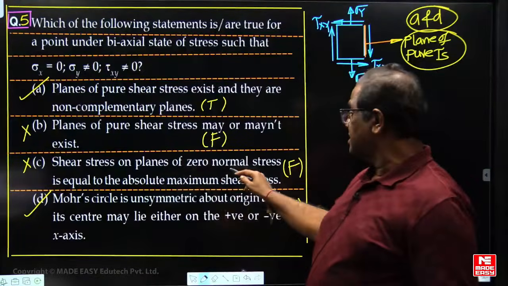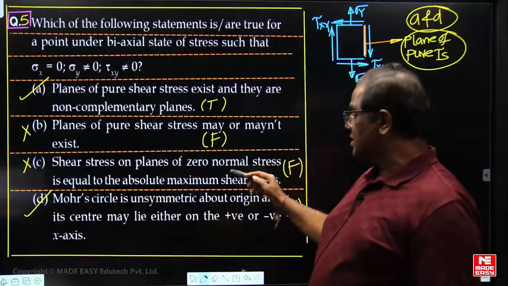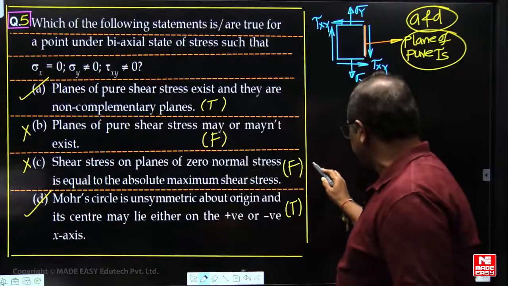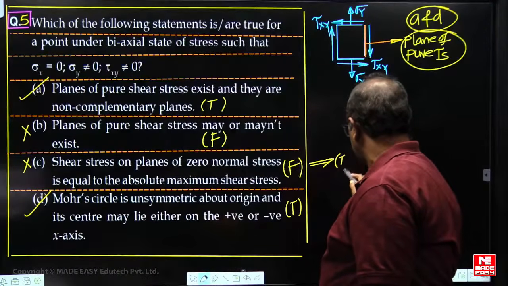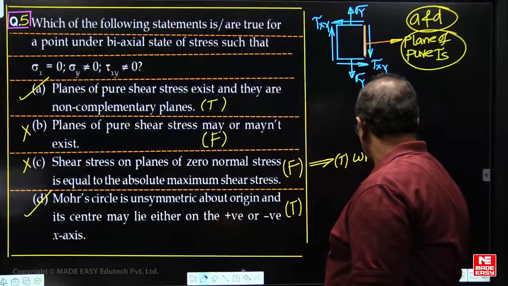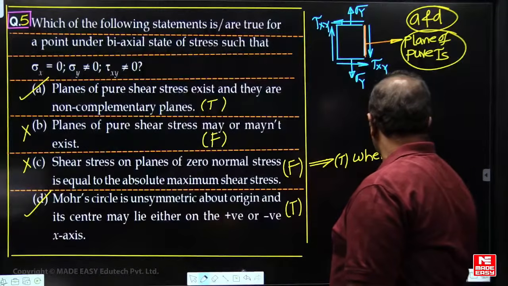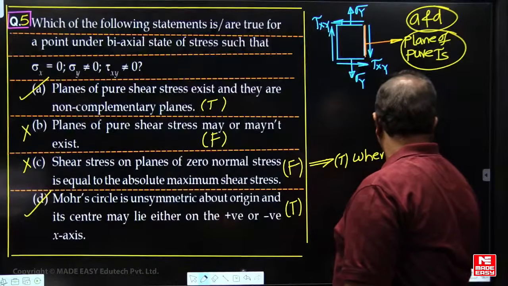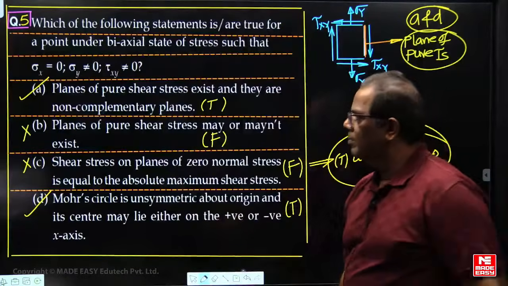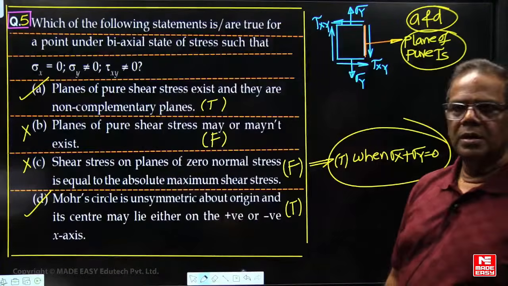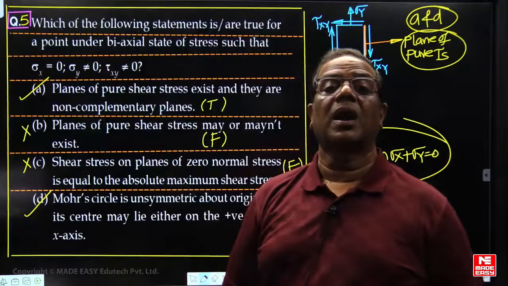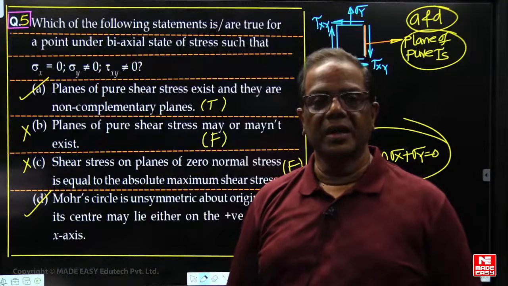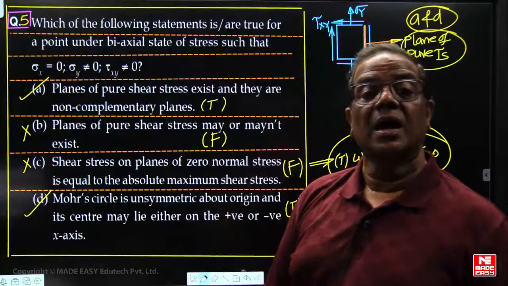And when shear stress on planes of pure shear stress equals absolute tau max, this statement is true when sigma x plus sigma y is 0. And obviously here, what now? Principal stresses are unequal and unlike in nature. In this case, principal stresses are unequal.